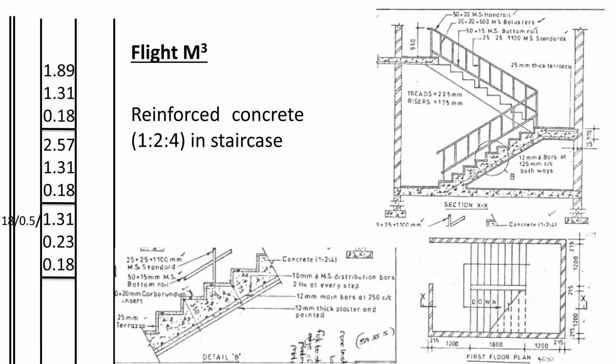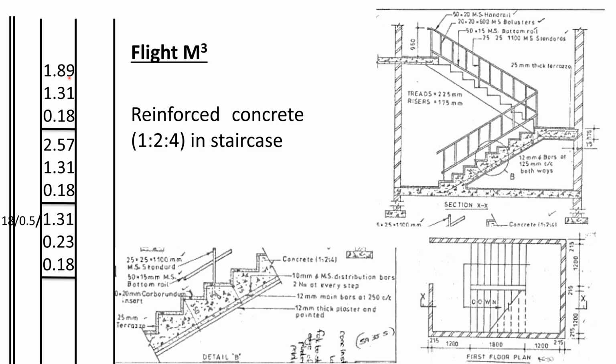Concrete in the flight. So it's reinforced concrete, ratio 1:2:4, in the staircase. What is the volume of that concrete in the flight? We shall take first of all the hypotenuse here, which was 1.71. Then we take the width of the landing where the concrete is.